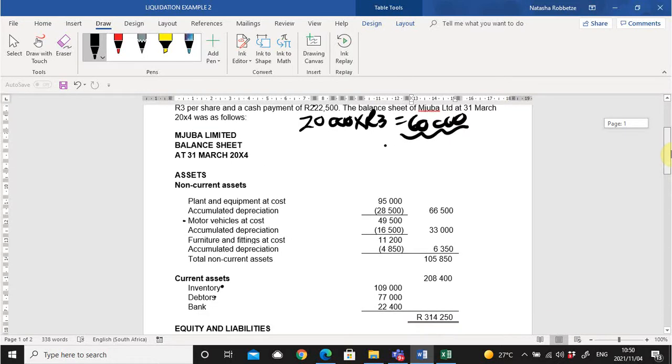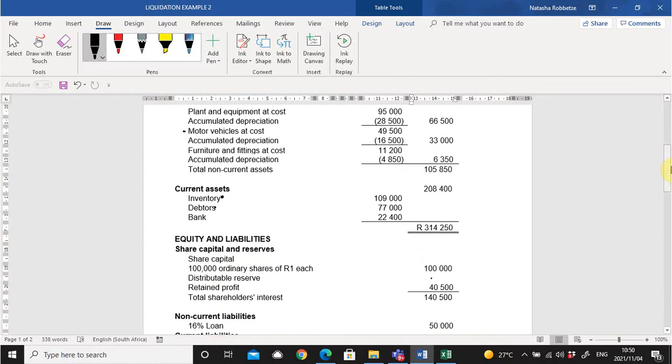Then if we explore the balance sheet of the M Limited, you will find that there's plant and equipment, there's accumulated depreciation on it, there's motor vehicles and accumulated depreciation on it, there are some furniture and fittings with accumulated depreciation on it, and then the total non-current assets add up to 105,850.